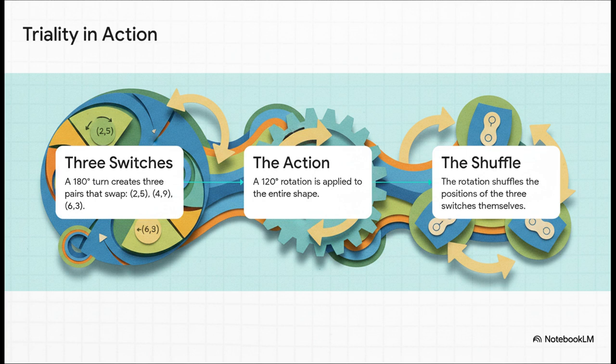If we rotate the whole shape by 120 degrees, something incredible happens. It doesn't flip the switches on or off. No. Instead, as the final step shows, it perfectly rearranges the switches themselves. Switch 1 moves to where switch 2 was, 2 moves to 3's spot, and 3 cycles all the way back to where 1 started. That is triality in action, a symmetry that acts on other symmetries.